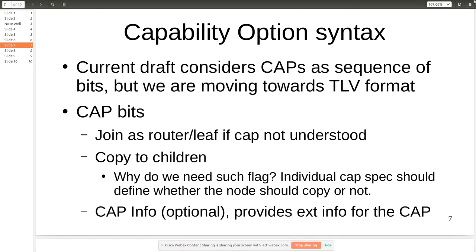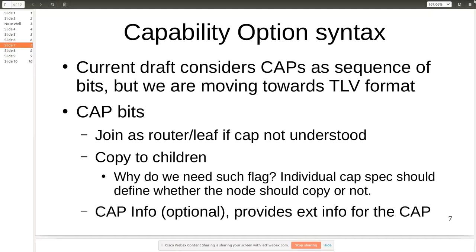In the last meeting, we discussed having several cap bits. One is whether, if the capability is not understood, a node should join as a router or a leaf. This can be indicated as one bit. Another is whether the information has to be copied to the children. Thinking further on this, I'm not sure we really need this bit. If the capability is not understood, is there any reason that a node will copy the capability information to its child nodes? Do we really need such a flag?